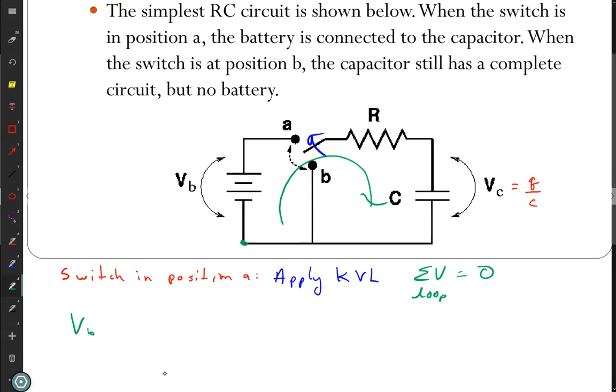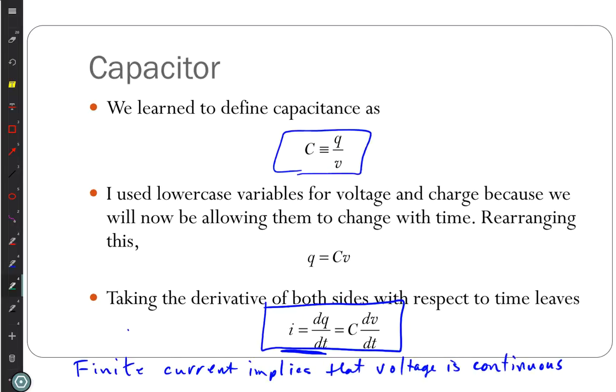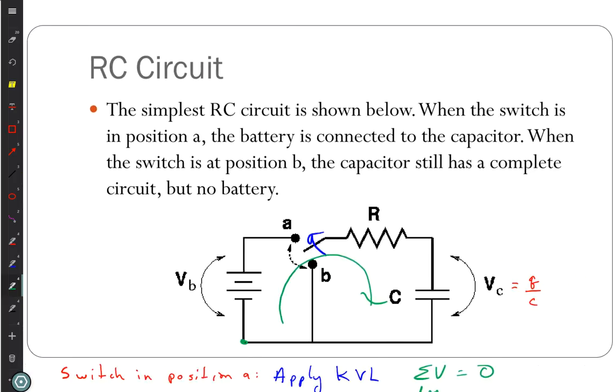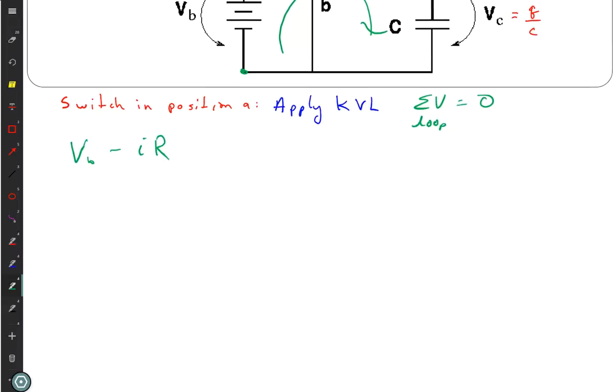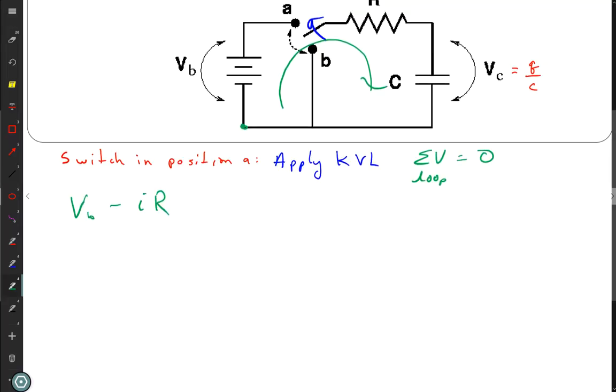Okay, positive VB. Minus IR. I'm using a lowercase i. I actually wrote that down here. Using lowercase letters for current, charge, and voltage, because technically the lowercase means that they can change. The uppercase means they're not changing. So I'm following the technicality here, which oftentimes you'll see is not followed. Okay, so minus IR, and then one more thing before I get too hosed here.